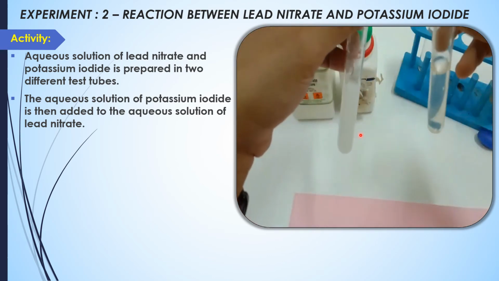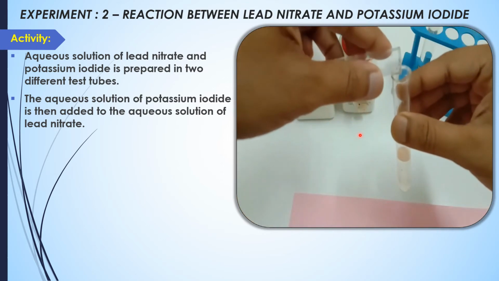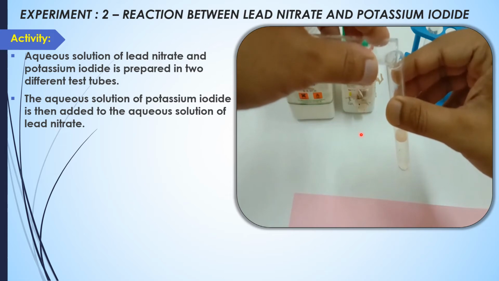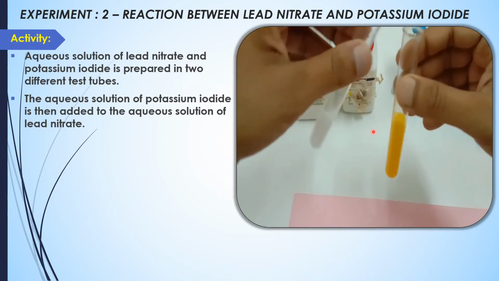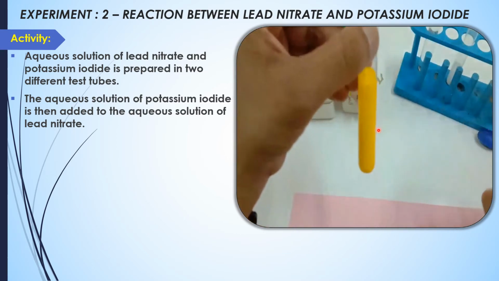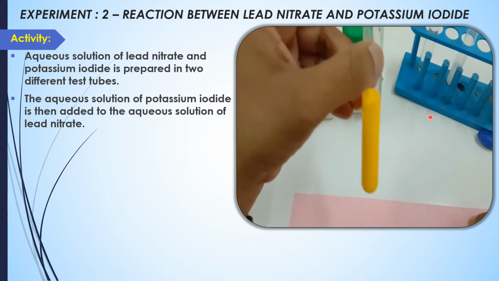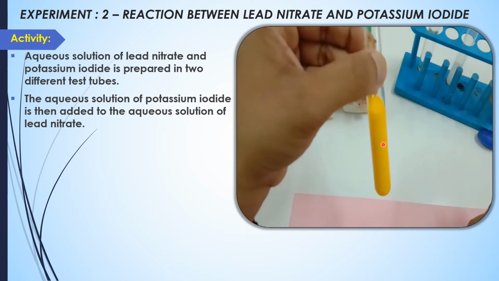Now we will add the lead nitrate solution to the potassium iodide solution. Here we go, and see what happens. Amazing. You can see a very bright color yellow precipitate is formed. From 2 colorless solution we got a yellow color solution, yellow color precipitate.